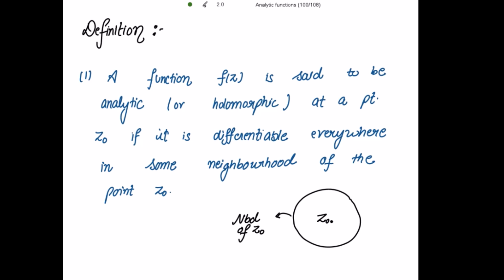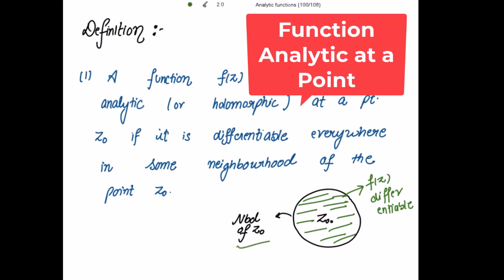A function f(z) is said to be analytic or holomorphic at a point z0 if it is differentiable everywhere in some neighborhood of z0. If the function is differentiable everywhere in some neighborhood of z0, we say that the function is analytic, right? So this is the point z0 and this is the neighborhood of z0. This is about a function which is analytic at the point z0.